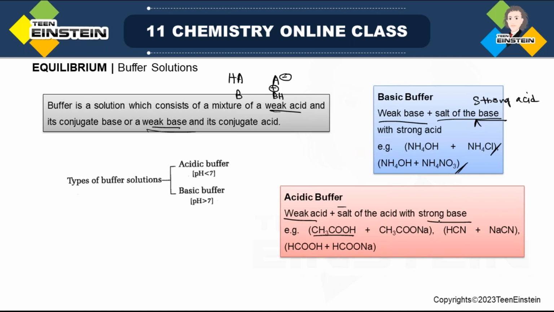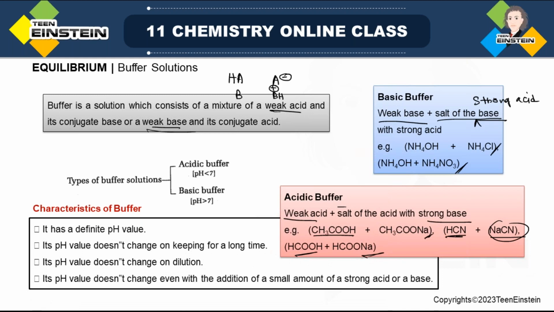Similarly, a salt of this acid with a strong base. Which base is used here? It is NaOH. You can also use the HCN and NaCN combination. HCN is the acid, and we have taken the sodium salt. Again, this salt is made from HCN and the strong base NaOH. You can take formic acid, which is another weak acid, an organic acid obviously, and the corresponding sodium salt or potassium salt. So it is generated from NaOH, or the potassium salt means it is generated from KOH. So these are the examples of acidic buffer.